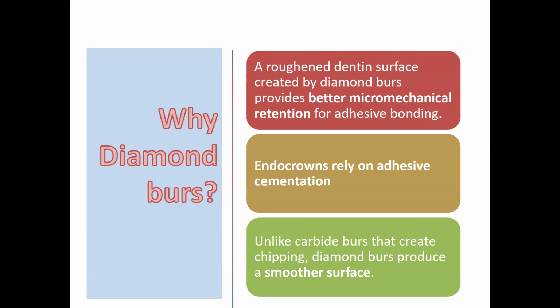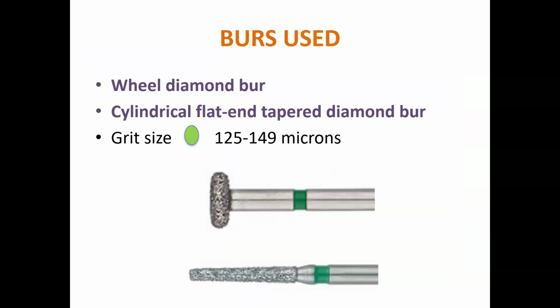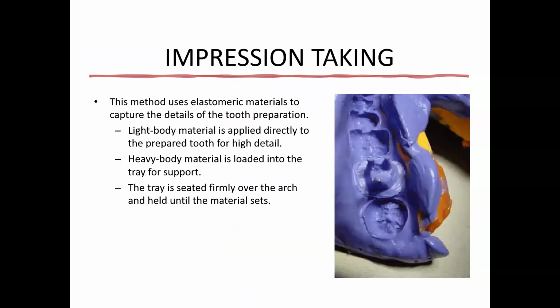A rough, denting surface created by diamond burs provides better micromechanical retention for adhesive bonding, because the endocrown more or less relies on adhesive cementation. Unlike carbide burs, which create chipping on the tooth structure and thereby reduce the bonding, a diamond bur produces a smooth surface on the prepared tooth structure. So impression making is the important part.